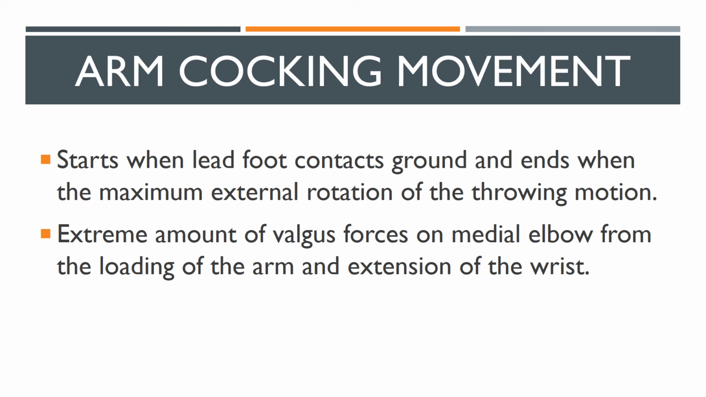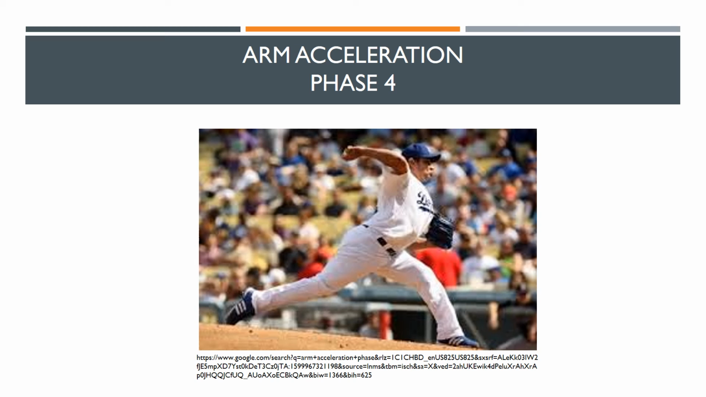Arm cocking movement starts with the lead foot contacting the ground and ends with maximum external rotation of the shoulder during the throwing motion. There's an extreme amount of valgus forces placed on the elbow from the loading of the arm and extension of the wrist. This stretches all the extensor muscles and just elongates the whole aspect of the arm.